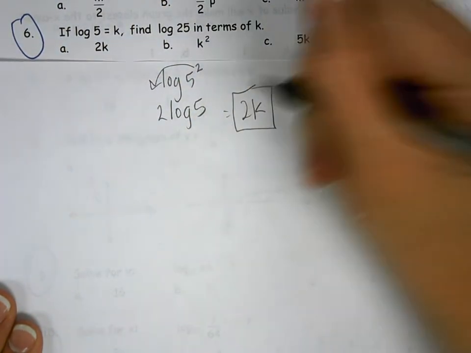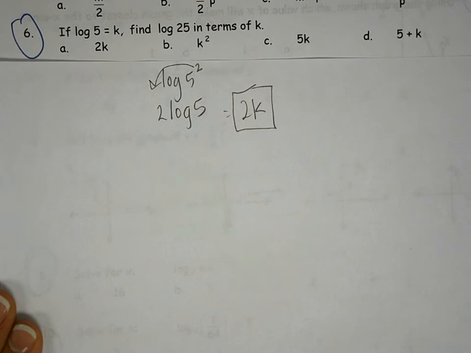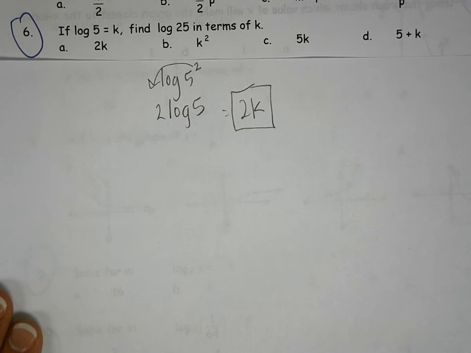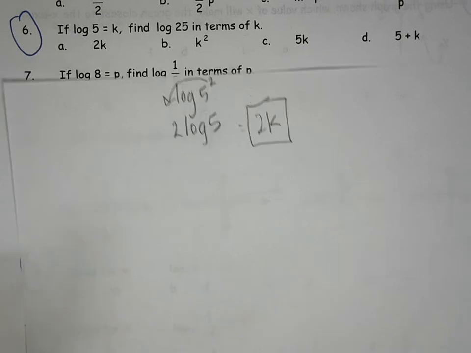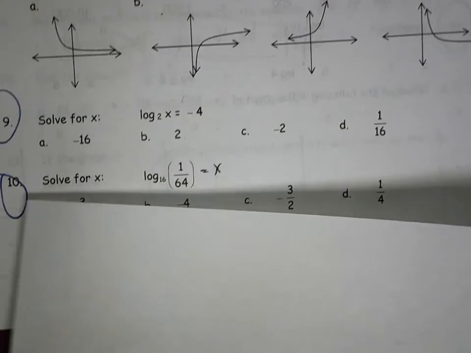And that's your answer. If you had done log of 5 times 5, then you would expand it to be log 5 plus log 5. And then you'd have k plus k, which would make 2k. Questions on 6. Moving on to number 9.